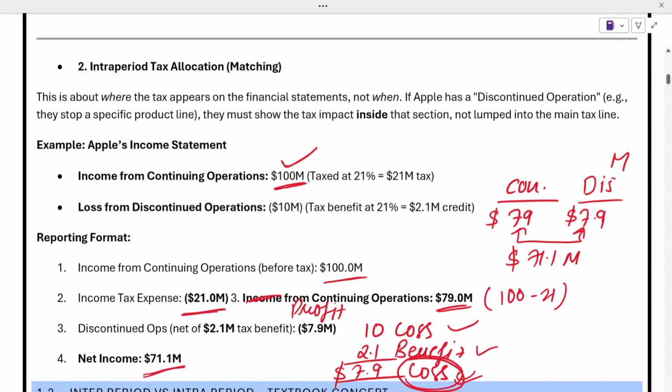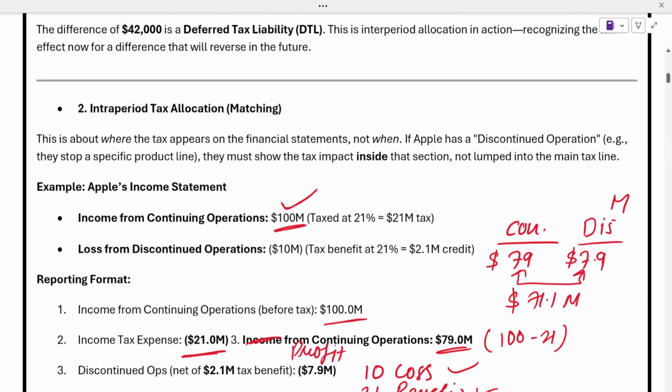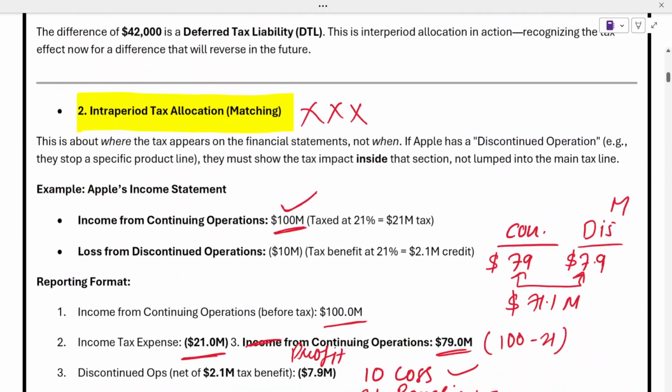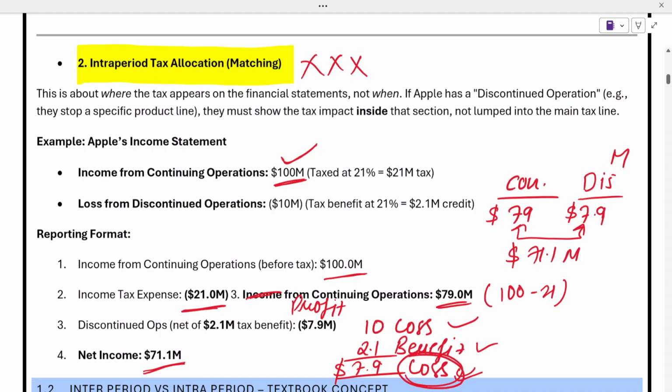So this chapter is not about this intra-period or within-the-same-period allocation. We won't be studying this. We will be studying only inter-period within this chapter. This concept of intra-period is only told to you so that you know that if there is certain income, then that income can be set off against certain losses from discontinued operations. So in this chapter we will understand and see how this works.